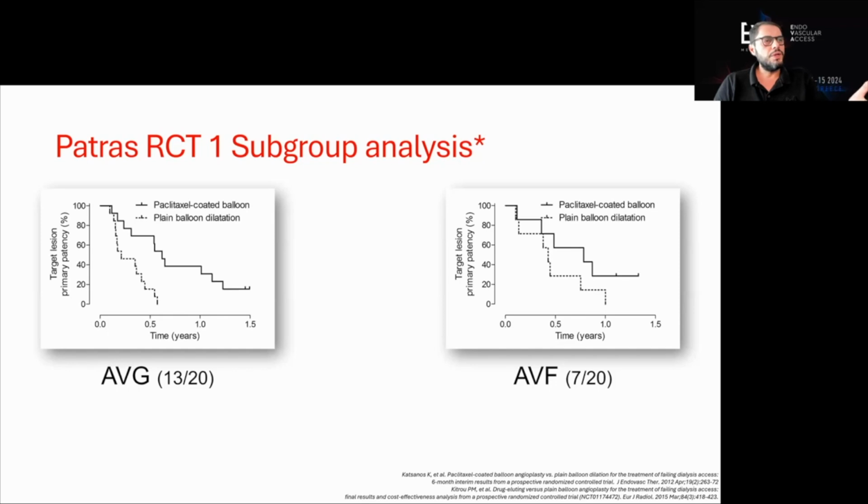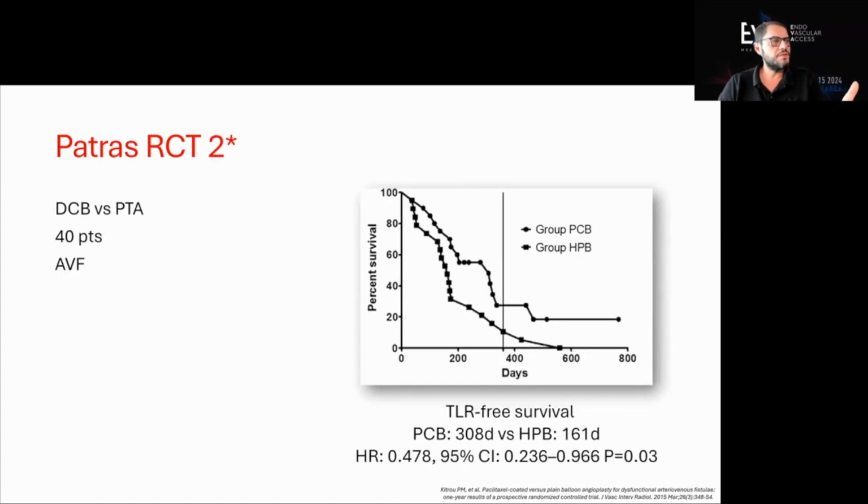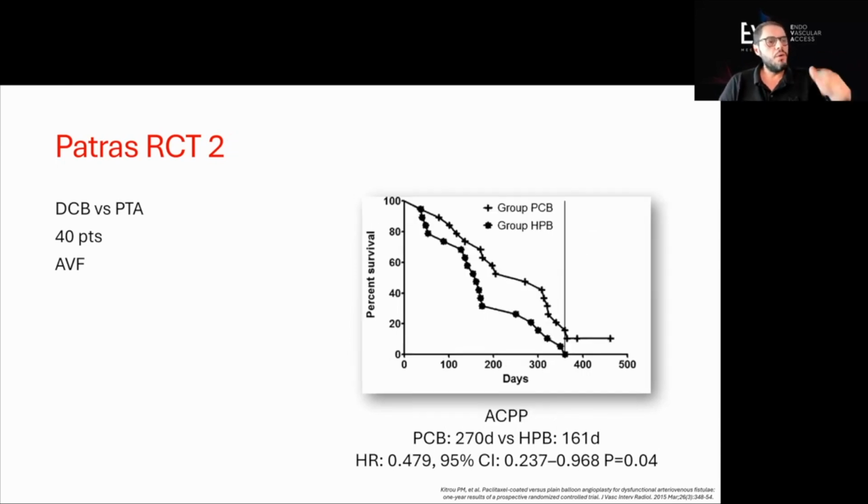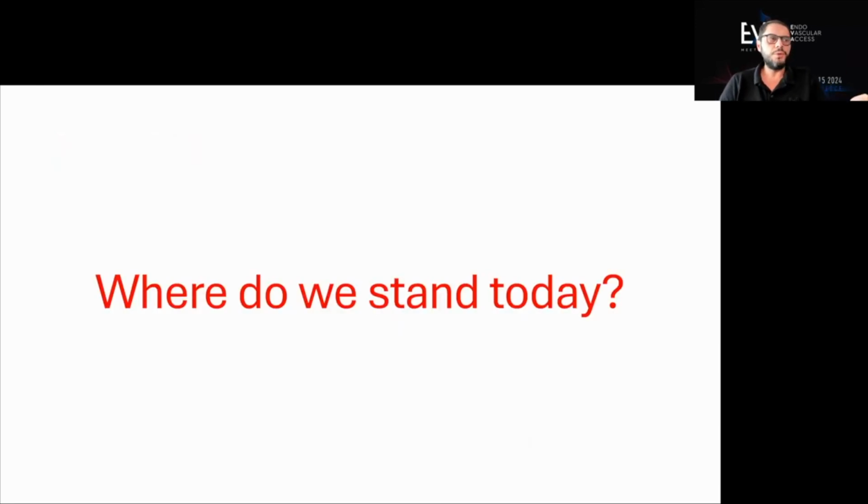So we were wondering whether this is because drug-coated balloons are not working in fistulas, or the number of cases, 7 in each group, was small. That's why we performed a second randomized controlled trial only for fistulas, where we saw that the target lesion revascularization-free survival was significantly better for the drug-coated balloons, but also the access circuit primary patency was significantly better in this case. Where do we stand today?